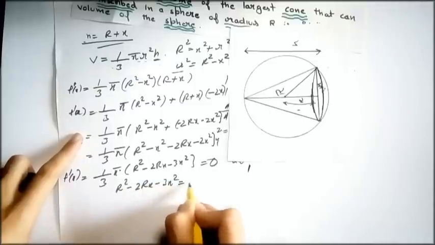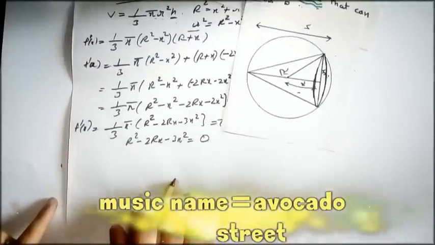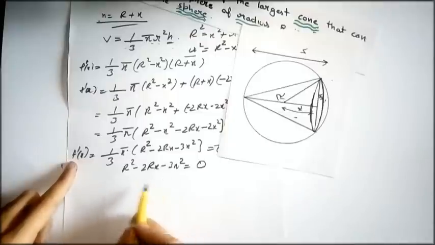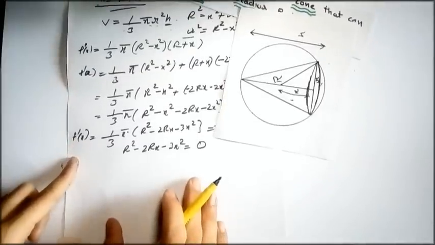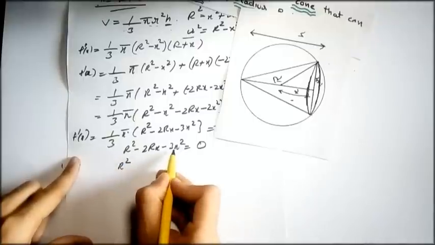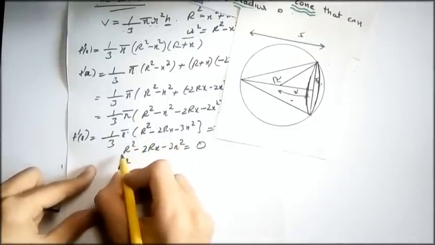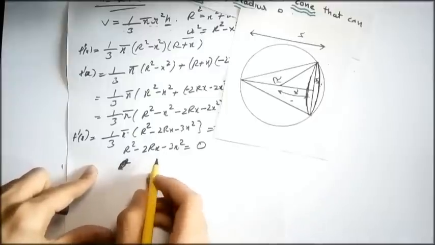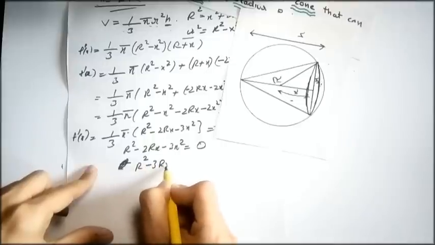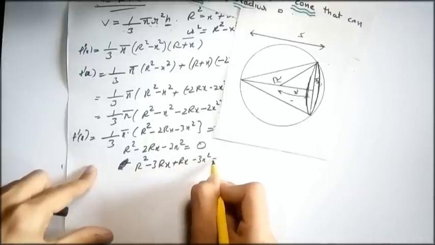Is equal to 0. So now we can factorize it and find the value of x in the form of r. So r square, we need the multiplication of minus 3r square x square and addition of minus 2rx. We can get this by minus 3rx plus rx minus 3x square is equal to 0.